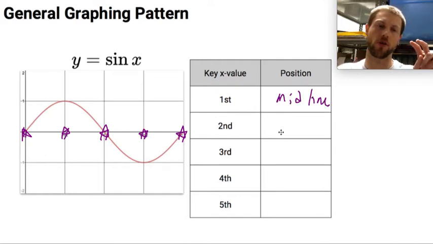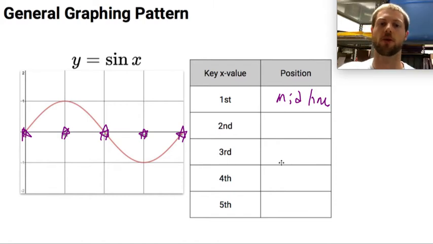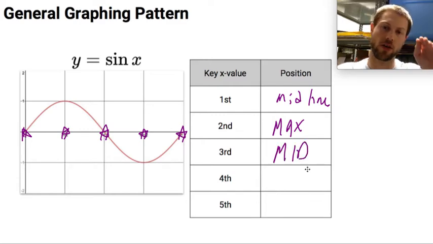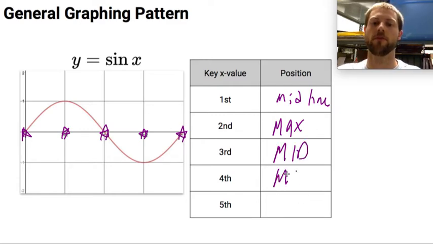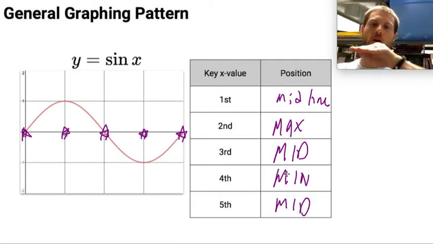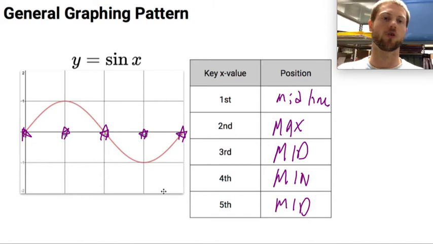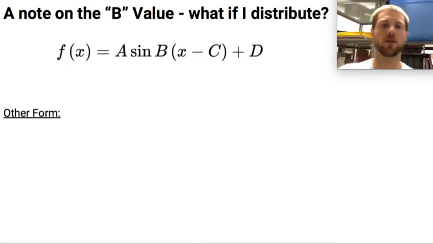Normally starting at 0, 0, but that midline can move up or down, so I'll say I'm starting at my midline. My second value is my max. Wherever my maximum is, I go up to there. My next key value is back down to the midline. And then I continue to go downwards to the minimum, then back up to the midline. As long as we remember this pattern of starting at the midline, going up, coming back down, and then coming back up to the midline, then you can graph any one of these things with transformations in it.